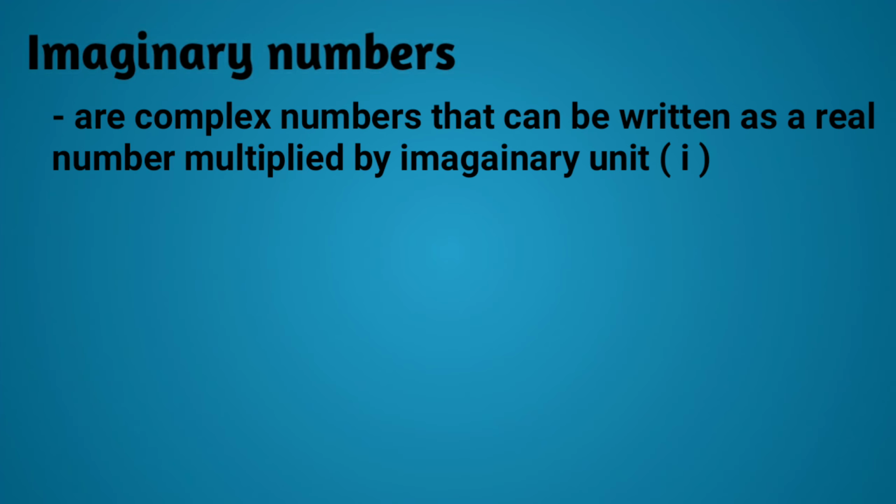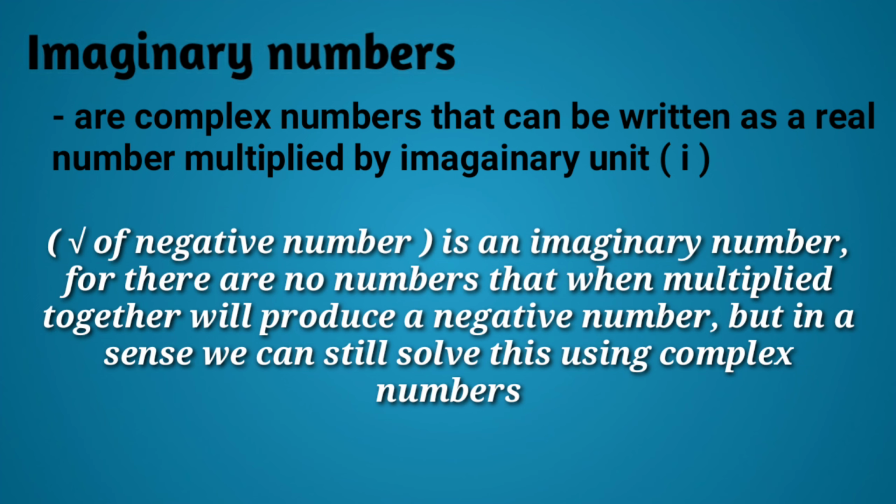Imaginary numbers are complex numbers that can be written as a real number multiplied by the imaginary unit i. For example, the square root of a negative number, like the square root of negative 4. The square root of negative 4 is an imaginary number, for there are no real numbers that when multiplied together will produce negative 4. So, the square root of negative 4 is an imaginary number, and it is equal to 2i.